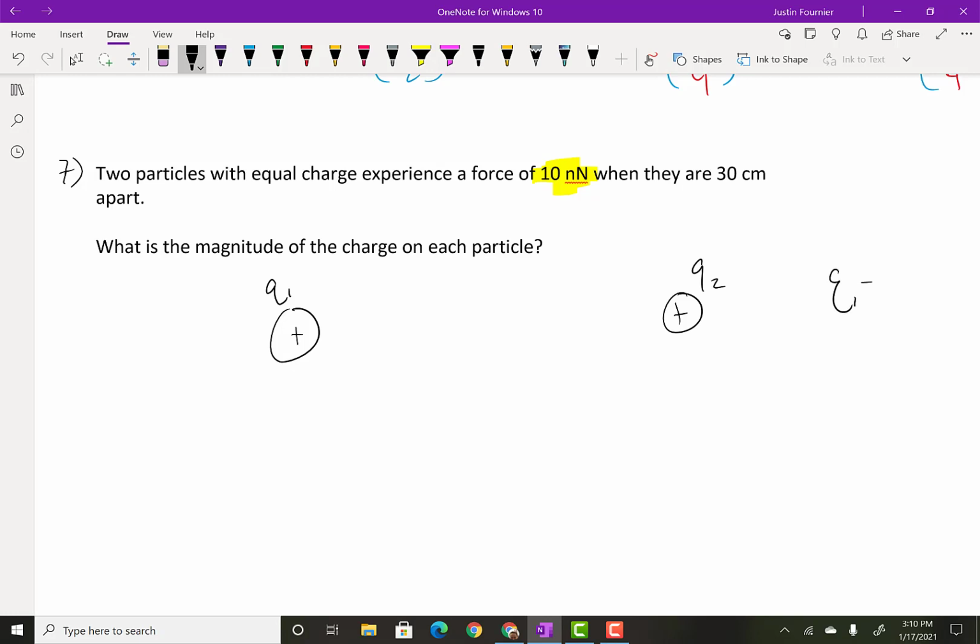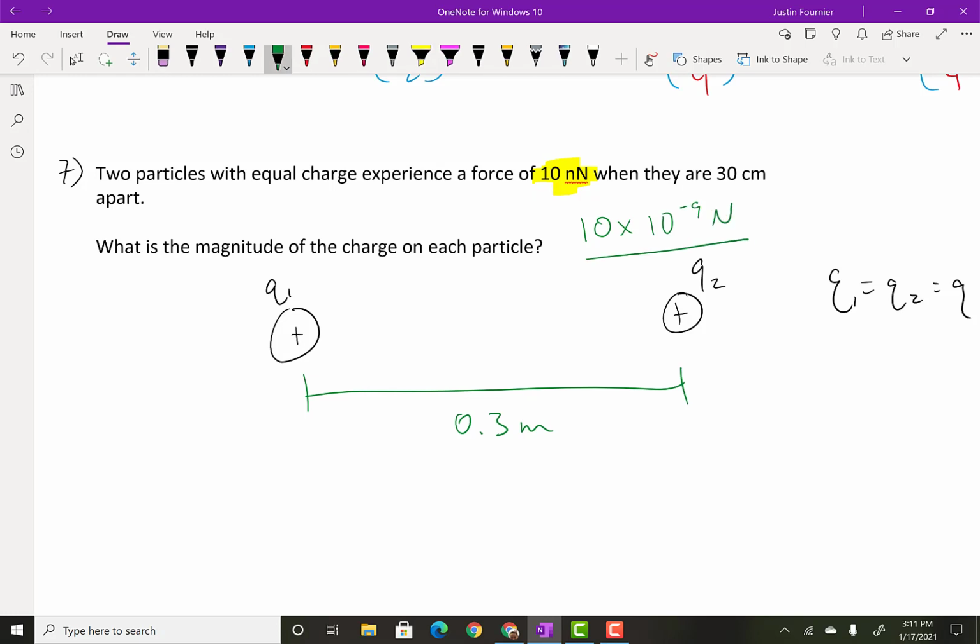So Q1 equals Q2, which I'm just going to call Q. I'm just going to call it random Q. We also know the distance between them is 30 centimeters or 0.3 meters. And then 10 nanonewtons. Nano anything is times 10 to the negative 9. So this is 10 times 10 to the negative 9. Again, you can do that conversion yourself if you want to, but just for speed's sake, I'm going to do that.